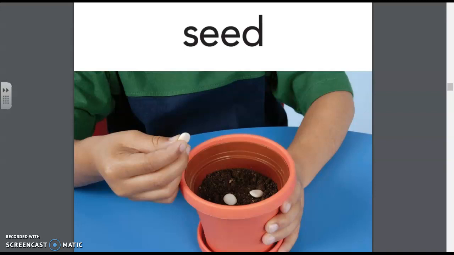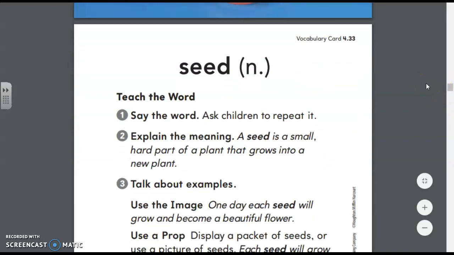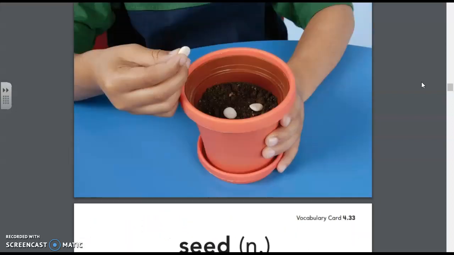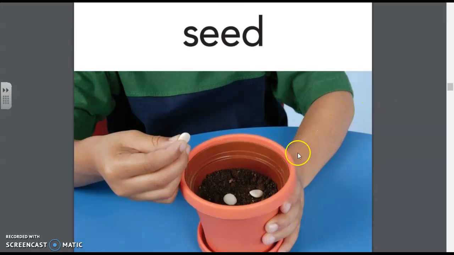Hello, first grade. We're going to finish up lesson 12 today, starting with some words that are going to be in our story when we go to my book. Okay? The first word is seed. Everyone knows what a seed is. A seed is the small, hard part of a plant that grows into a new plant. So you know when you plant a seed, eventually it'll grow into a new plant. The word is seed.